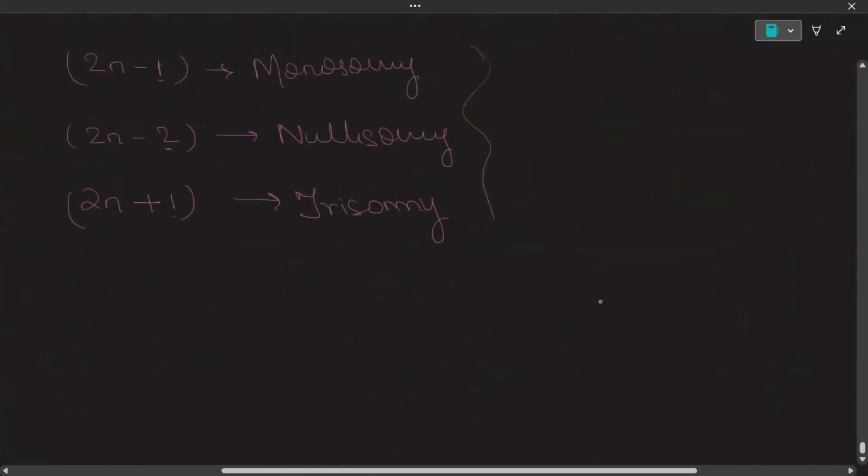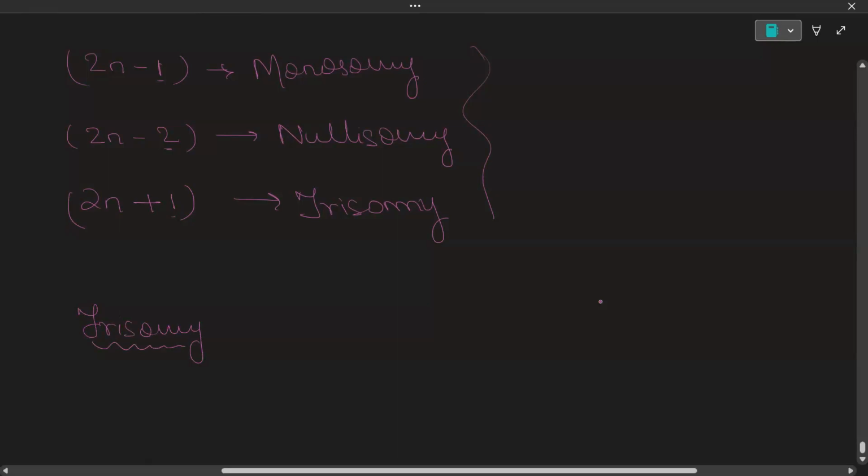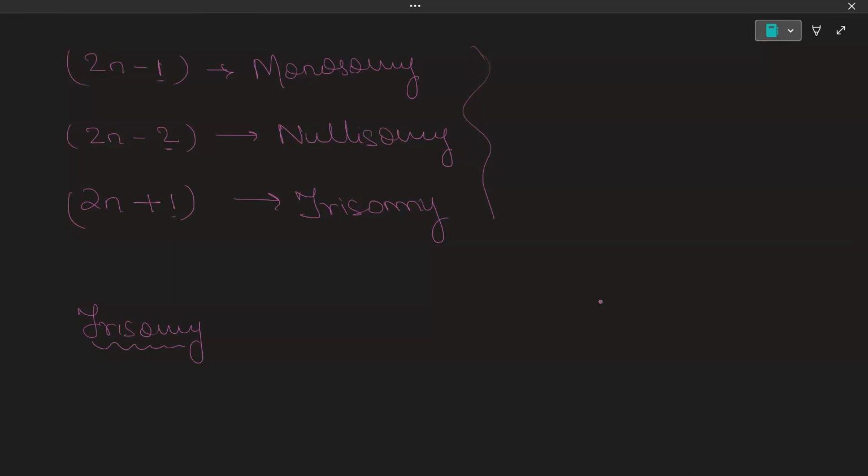Yes, ma'am. All right. Now see, if we talk about trisomy, because of the trisomy of certain chromosomes, two types of diseases take place: Down syndrome and Klinefelter syndrome. And because of monosomy, Turner syndrome takes place.